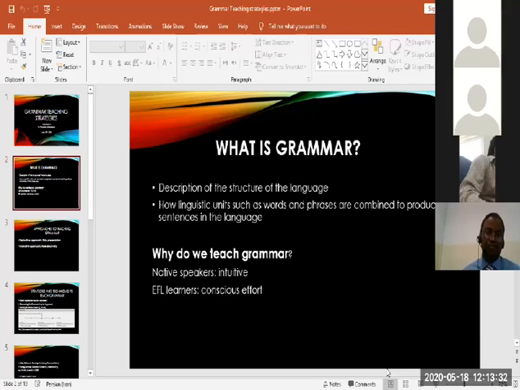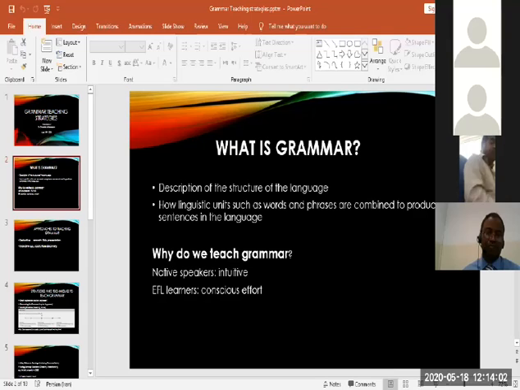But when EFL learners are involved, this kind of thing needs conscious effort on the part of the learners. So we need to instruct our learners. We need to teach our learners. Without teaching, grammar learning would be impossible. So it's a kind of conscious effort.